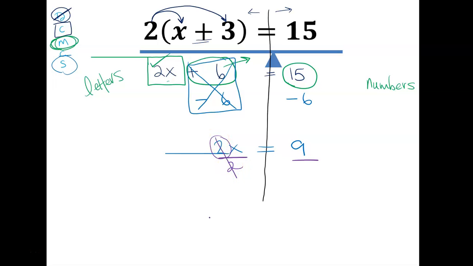Times 2 divided by 2, see you later. Leaves me with my x. Over here, I'm going to divide by 2 as well. Now, people are going, uh-oh, Miss Britton, something's wrong. 9 doesn't divide by 2 evenly. So what? You can write your equation 9 divided by 2. That's fine. Or, if it makes you feel better, you can go to your calculator, divide it out, and get a decimal. It's 4.5.